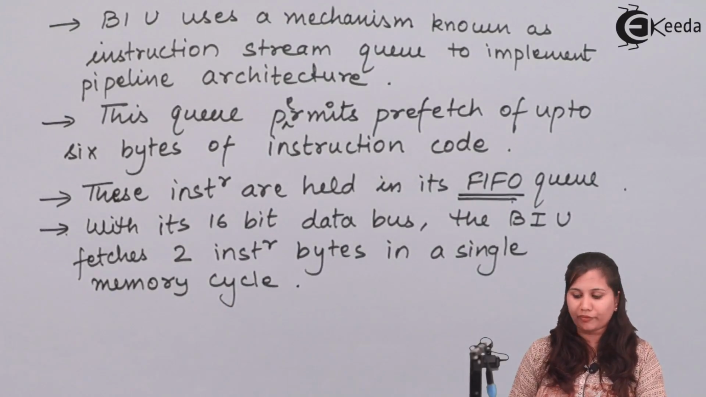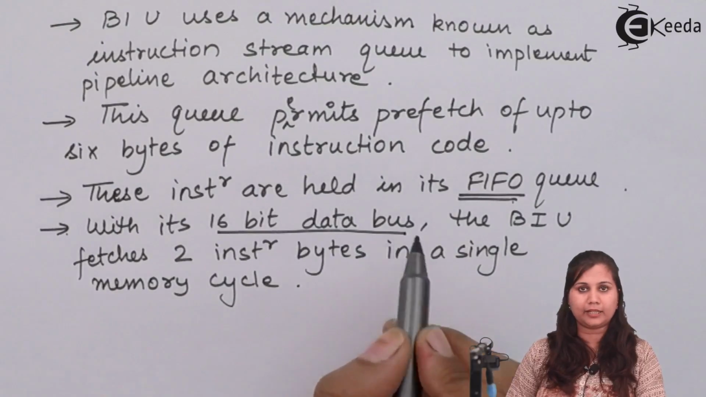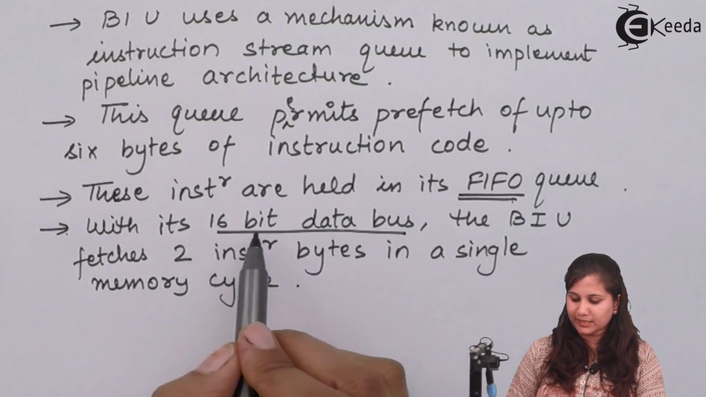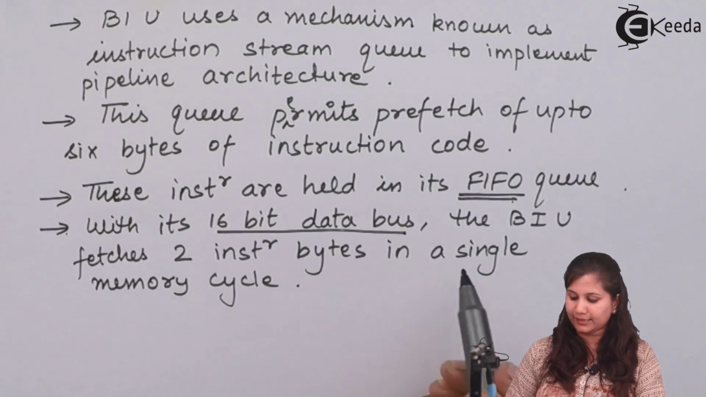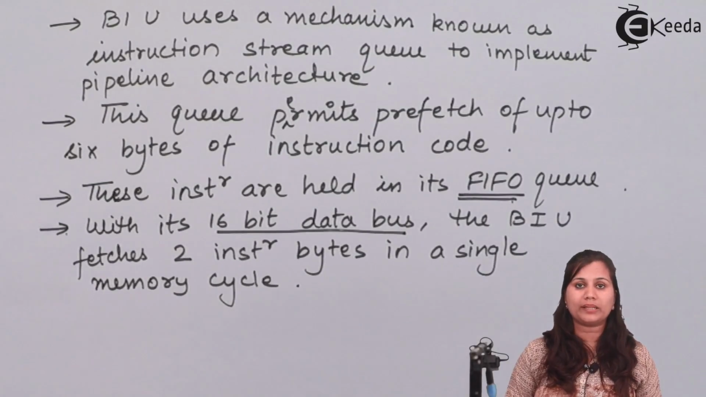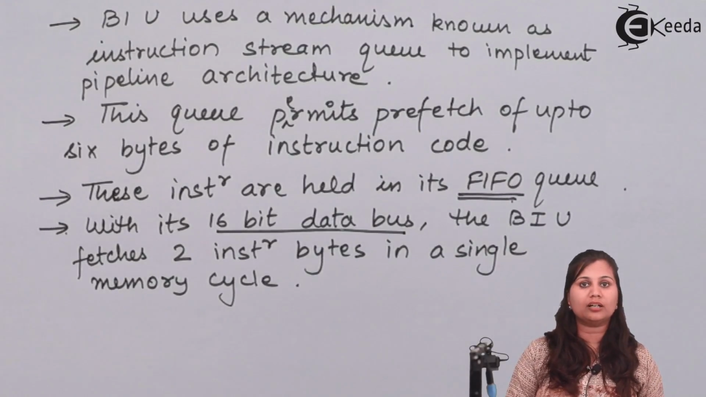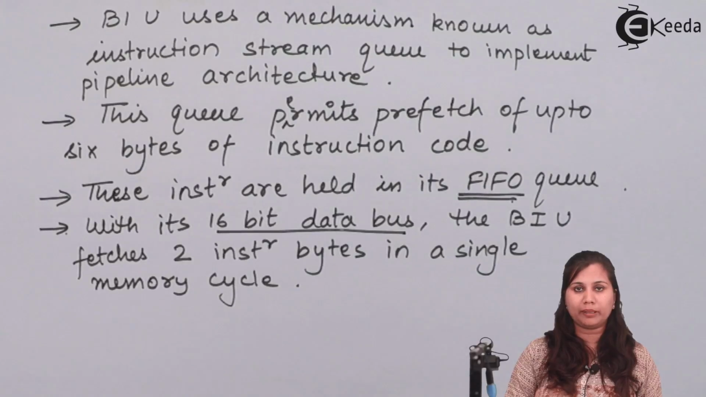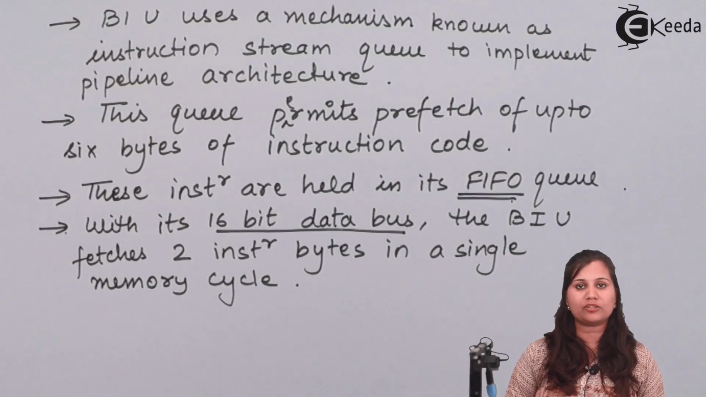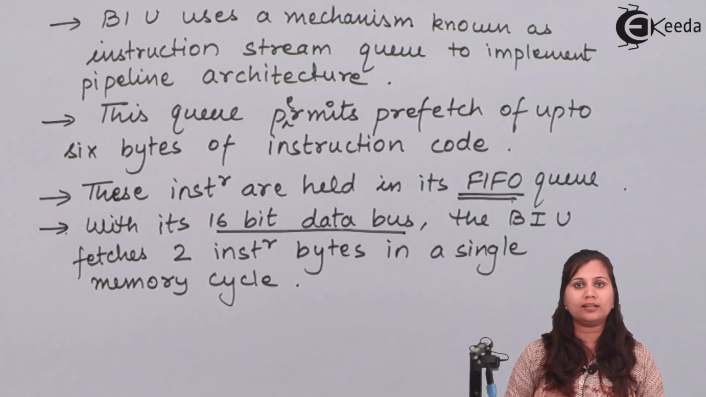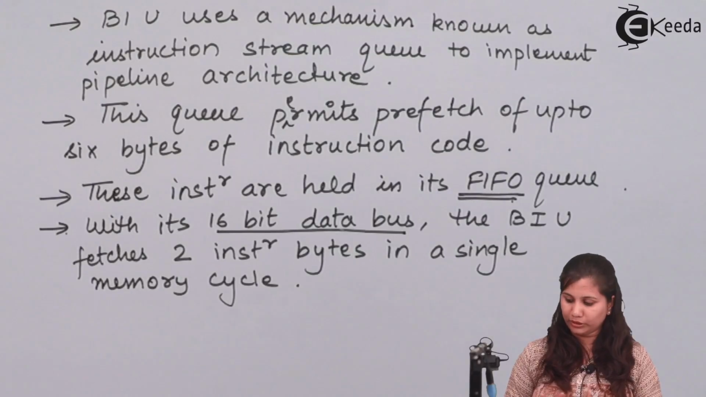Now this bus interface unit has a 16-bit data bus. So with the help of this 16-bit data bus, the BIU fetches 2 instruction bytes in a single memory cycle. When this memory read operation is performed, it is going to read the instructions which are written in the memory. So this BIU is going to fetch 2 instruction bytes in one single memory cycle. So 2 instruction bytes are available to this BIU.